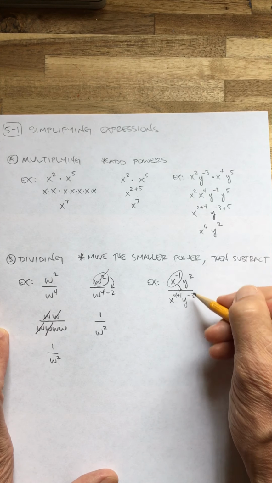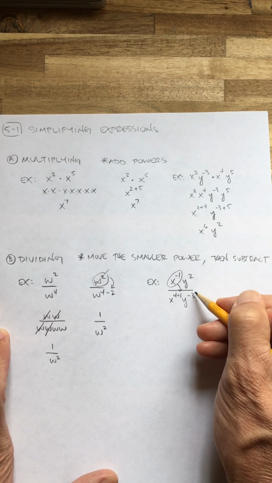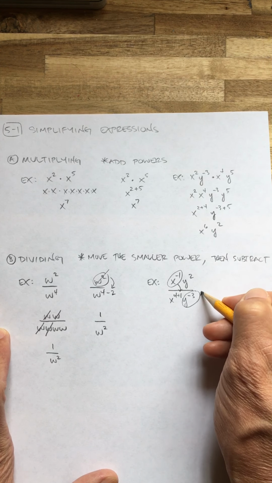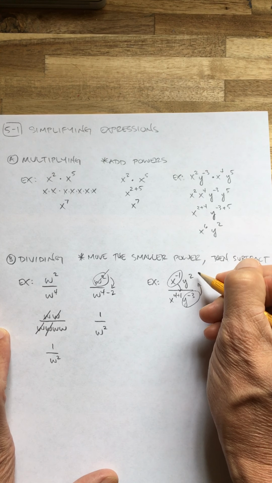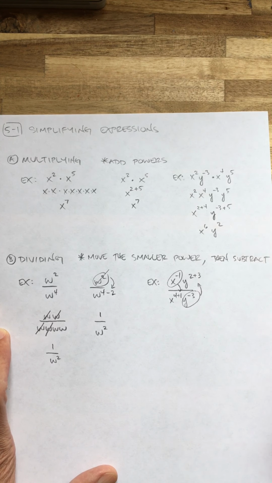Okay, and now let's look at the y's. Which one's smaller? It's this guy right here. That guy's smaller, so I'm going to move that guy up there. So it's a minus 3. So now we're going to subtract a minus 3, so that becomes a positive 3.